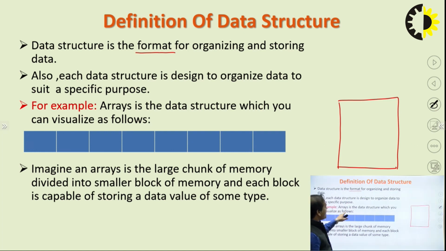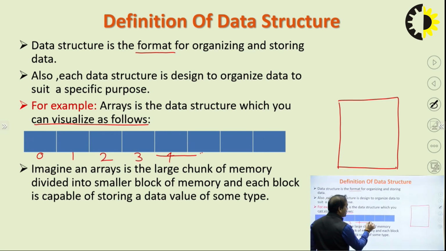For example, array is a data structure which you can visualize as follows. In previous slides, I showed how the array is created inside a memory. Here we also want to show how this array works in a memory. This is the array which is created inside the main memory at contiguous memory locations. This is the first address 0, this is 1, this is 2, this is 3, this is 4, this is 5, this is 6, and this is 7.